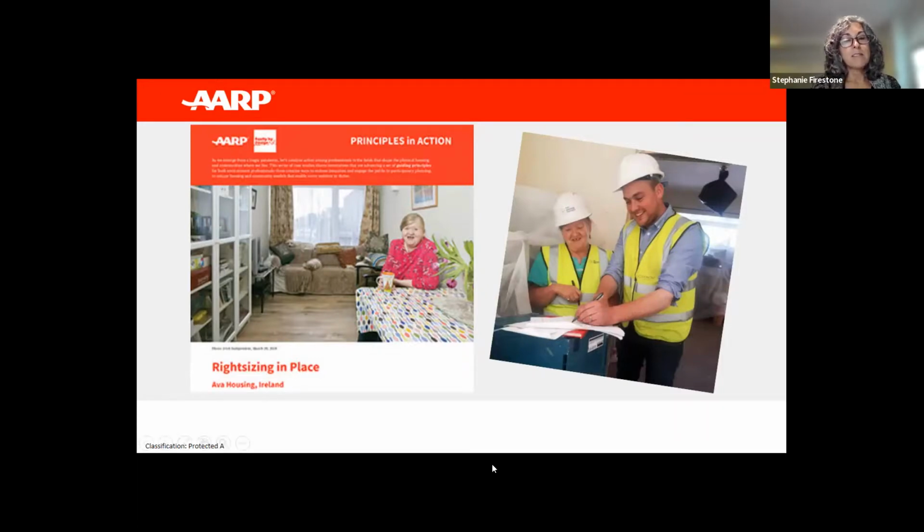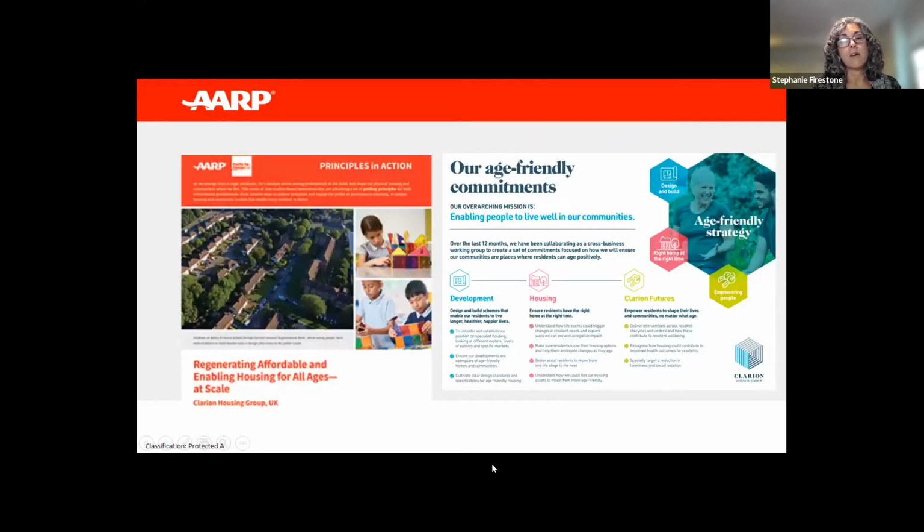And then the last example on the next page is on a larger scale. One of the participants in our London convening was the head of regeneration at Clarion Housing Group, which is the largest housing association in the UK, and the 5th largest developer in the UK. As a result of the work that we did there and the conversation, they spent a year and created an age-friendly housing strategy for their association.